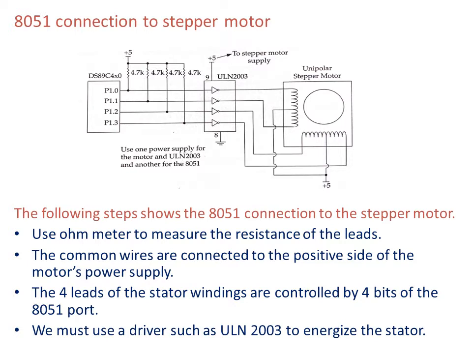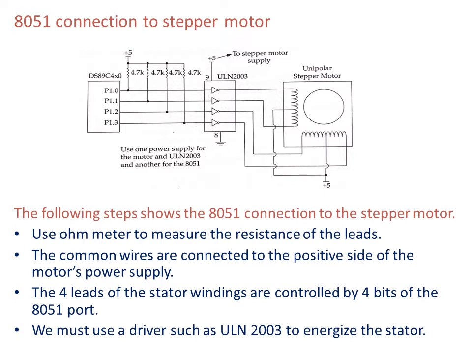The next topic is 8051 connection to the stepper motor. The method of connecting an 8051 microcontroller to a stepper motor is shown in the figure. The following steps show the connection. The first step is to use an ohmmeter to measure the resistance of the leads. This should identify which COM leads are connected to which winding leads. The second step is that the common wires are connected to the positive side of the motor's power supply. In many motors, plus 5 volts is sufficient.